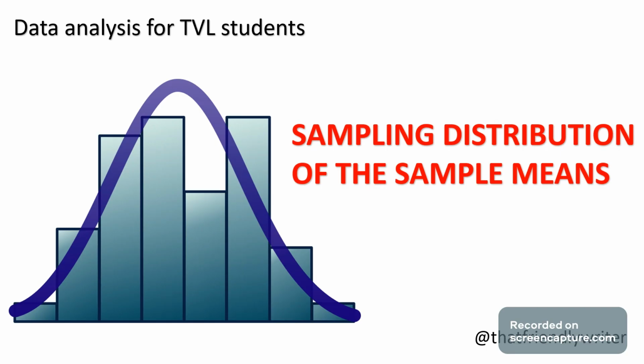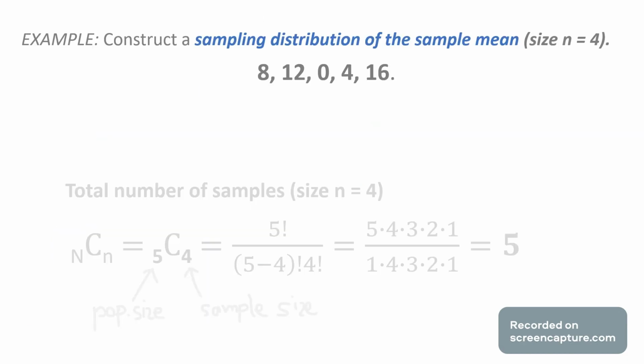Usually, a population consists of 100, 1,000, or even millions of values. But for today, let's start out with something small. Here's an example. Let's use the population values 8, 12, 0, 4, and 6. We're going to construct a sampling distribution of the sample means. Let's use a sample size n equals 4.